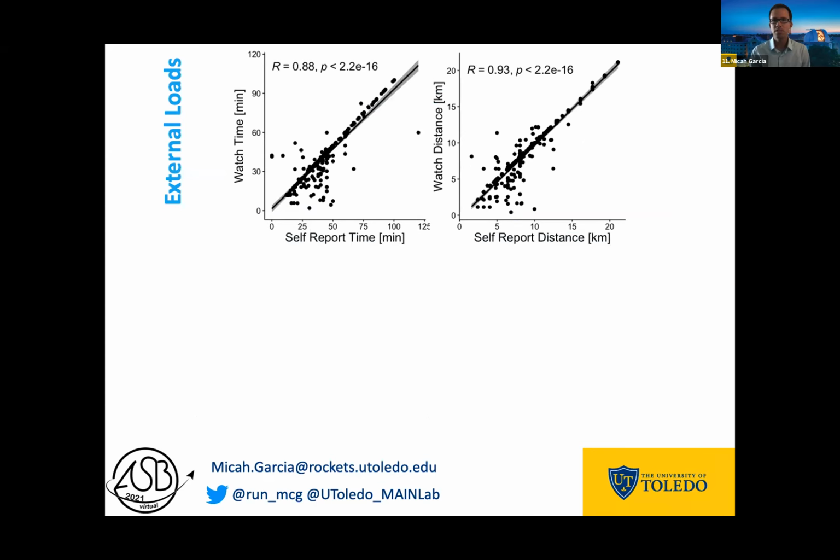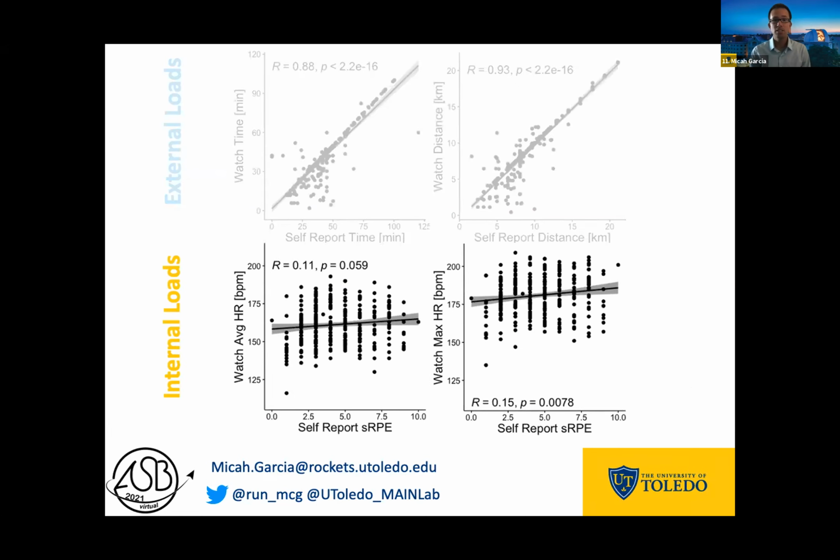So looking at our results, starting with external loads, on the x-axis is going to be the self-reported measures, and the y-axis will be the watch measures. We've got our time on the left and distance on the right, and you see that both these measures have a strong relationship between the self-report and the watch measures.